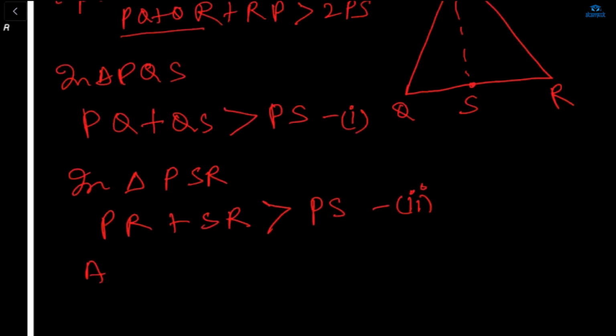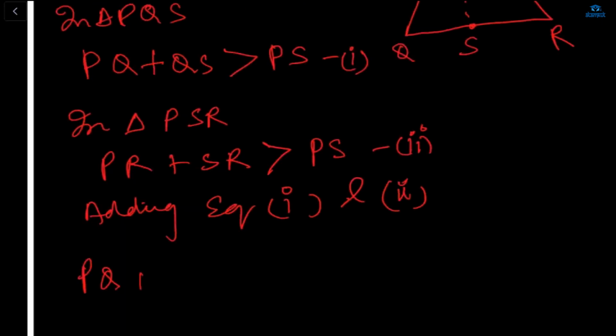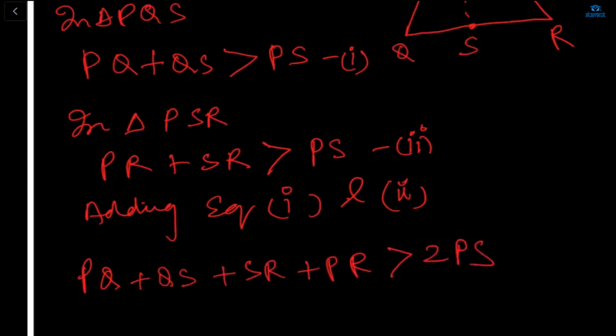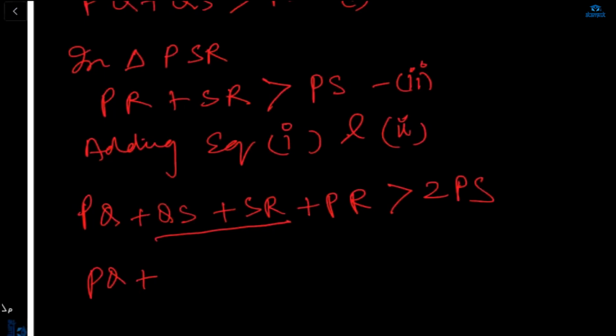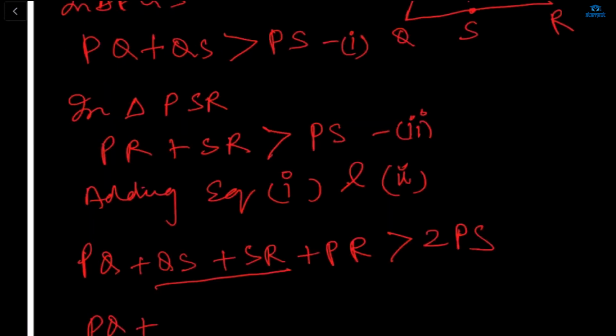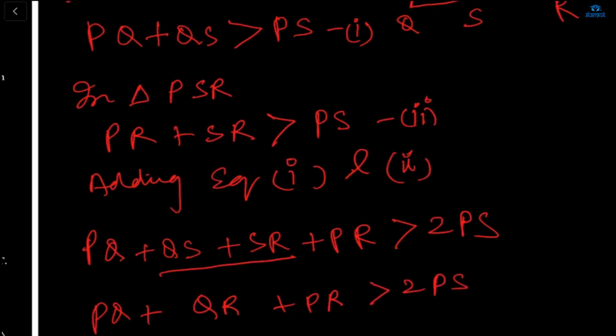Now after this we'll add the equations, adding equation first and second. If you add the equations, what will you get? PR plus SR plus PQ plus QS is more than 2PS. Now if you see QS and SR, it will give you what? QR. In the diagram, QS plus SR will give you QR. And this will give you 2PS. Easy.